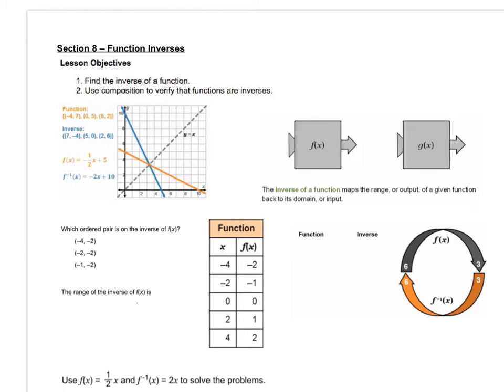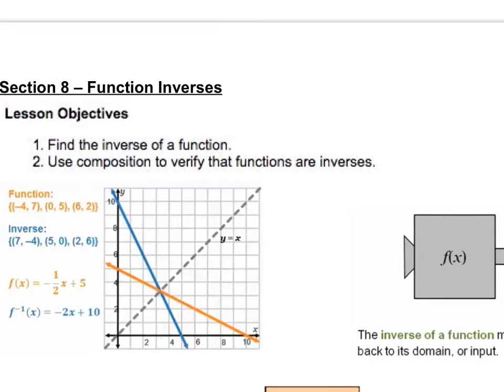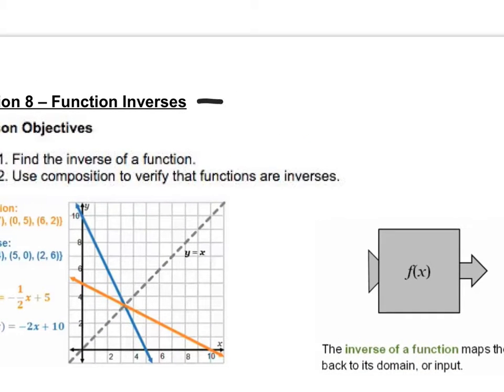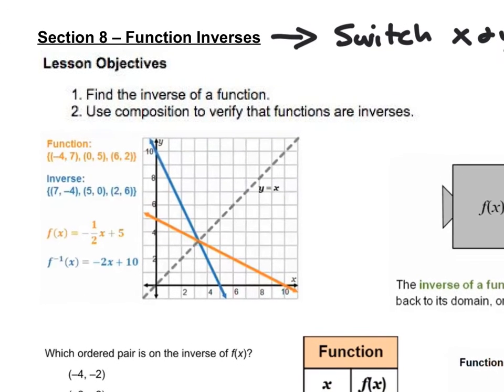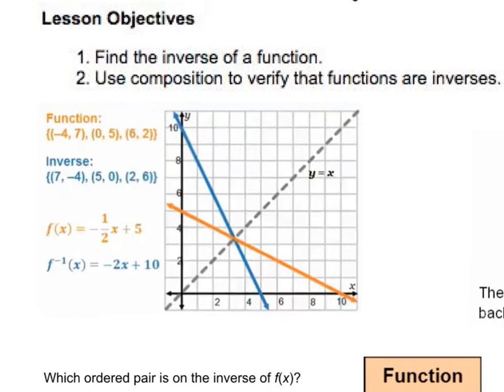So what I want to do is just talk about what a function inverse is. In the simplest terms, it's when you switch x and y values, and we'll talk about what that all means here. What we have is a function in orange, and you've got the points -4, 7, 0, 5, and 6, 2.